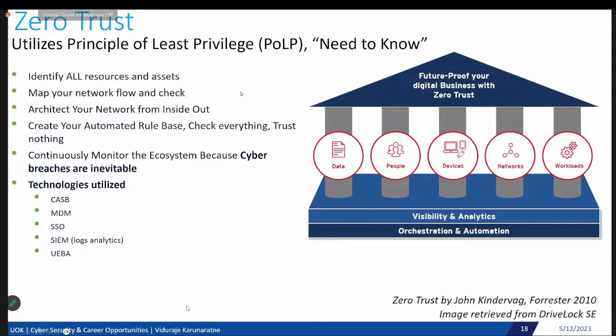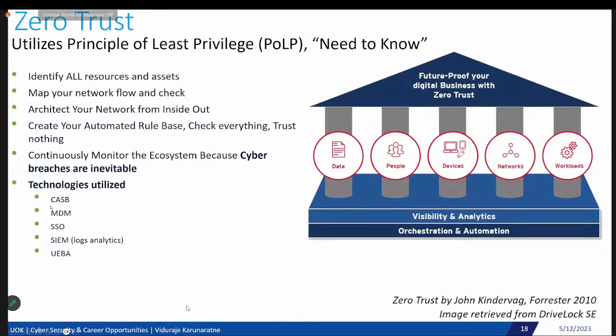So this data, you should not be trusting it. People is me, device is my device, my network is where I'm connected from, and the workload is the Zoom meeting. So we should not be trusting anything. Ideally, there should be a vetting process for all of this. I hope you guys understand my example. Hopefully you get the idea.